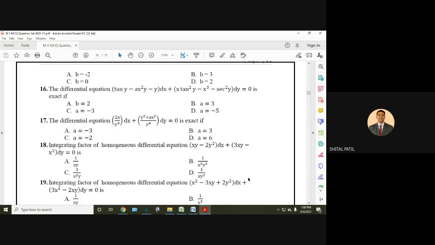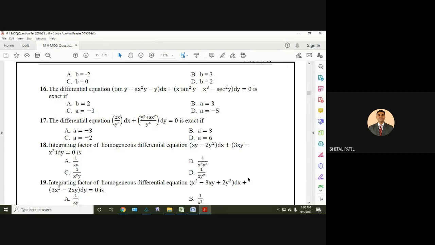Since it is asked to find the integrating factor, it is not required to check the exactness. It will be not exact. Therefore, it is asked to find the integrating factor. No need to check the exactness. You go through the example directly.